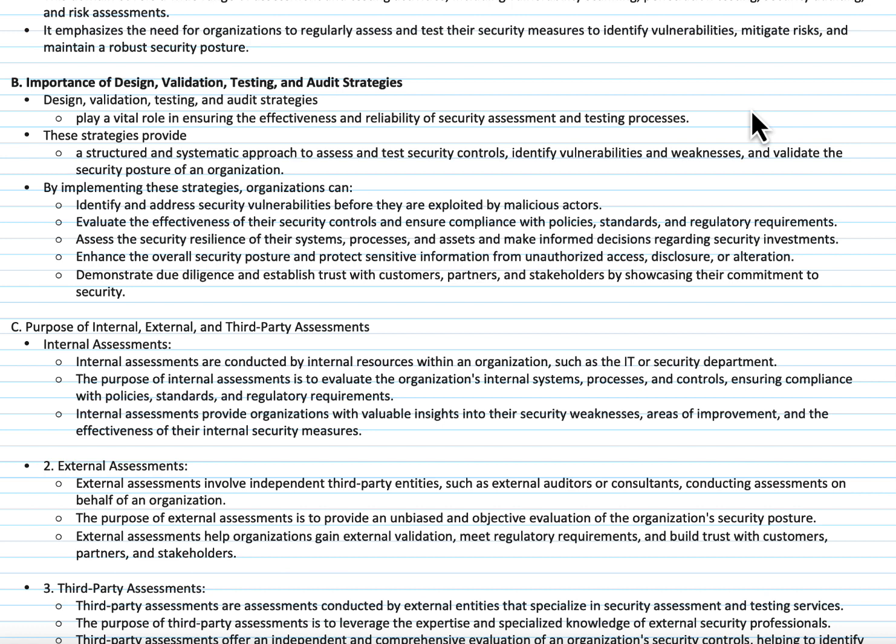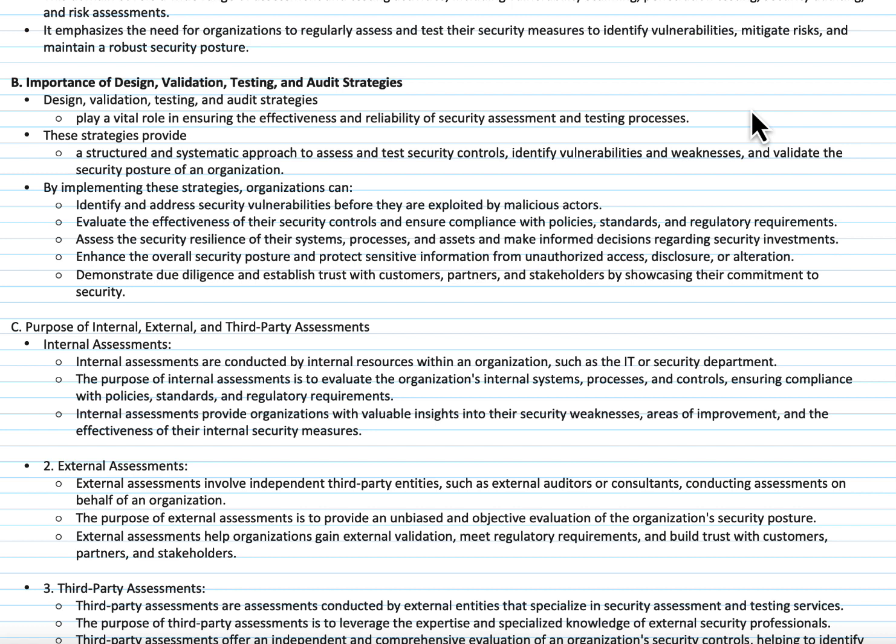So again, structured means that it's a framework, and a systematic approach is basically how it goes through step by step to ensure that your security controls are tested. You identify any vulnerabilities and weaknesses, and then validate the posture of your company.